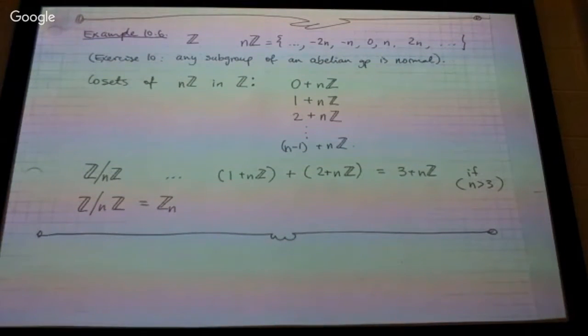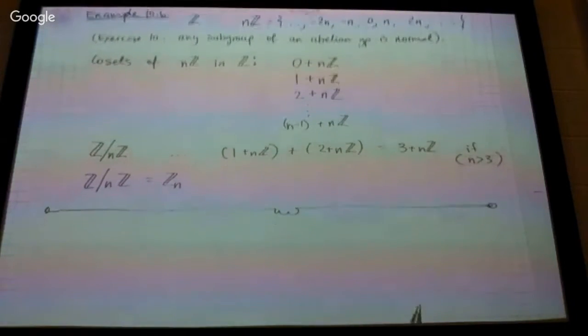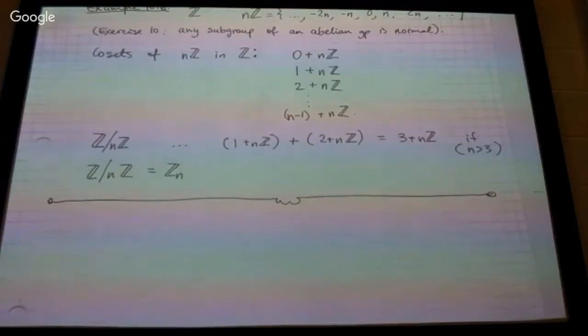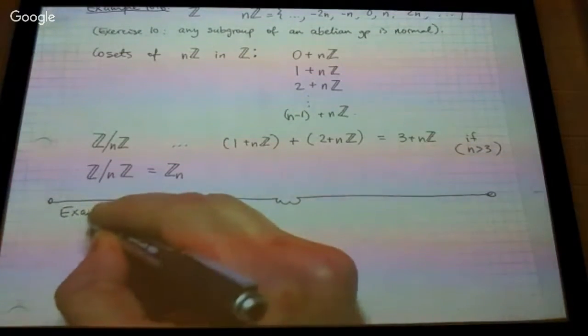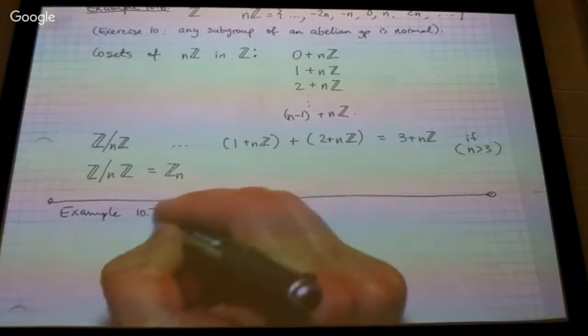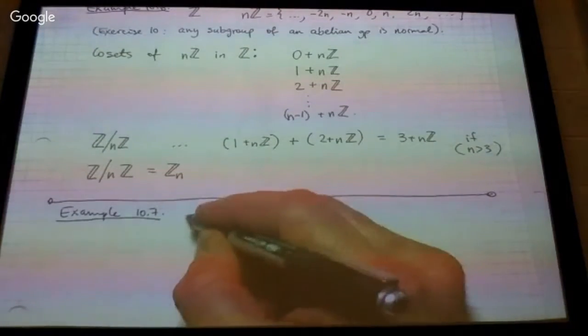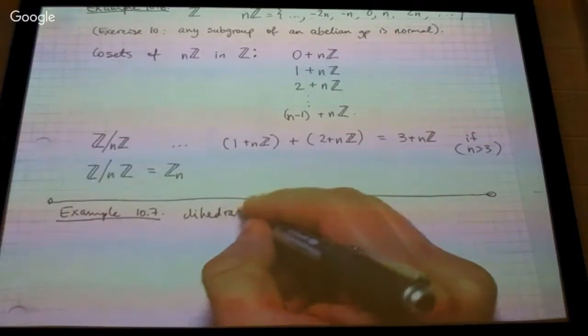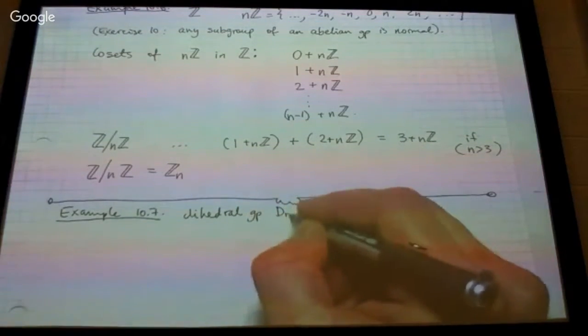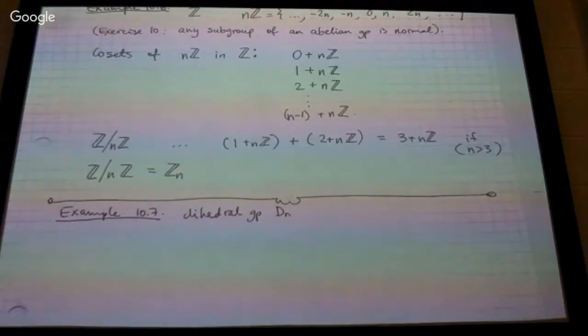I don't know. Should I do this one? I'm a bit scared of it because... Okay, I'll do it. So it's 10.7. Look at the dihedral group. So these are the symmetries of an n-gon.